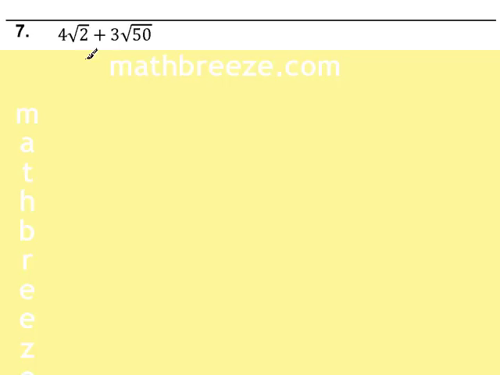In number 7, we want to combine these radicals, but these are not like radicals. However, we can simplify square root of 50. All right, and then we will end up with like radicals. So let's do that. We'll factor square root 50 into a perfect square times something else. Notice, do not choose the factorization 5 times 10, for example, because neither one's a perfect square.